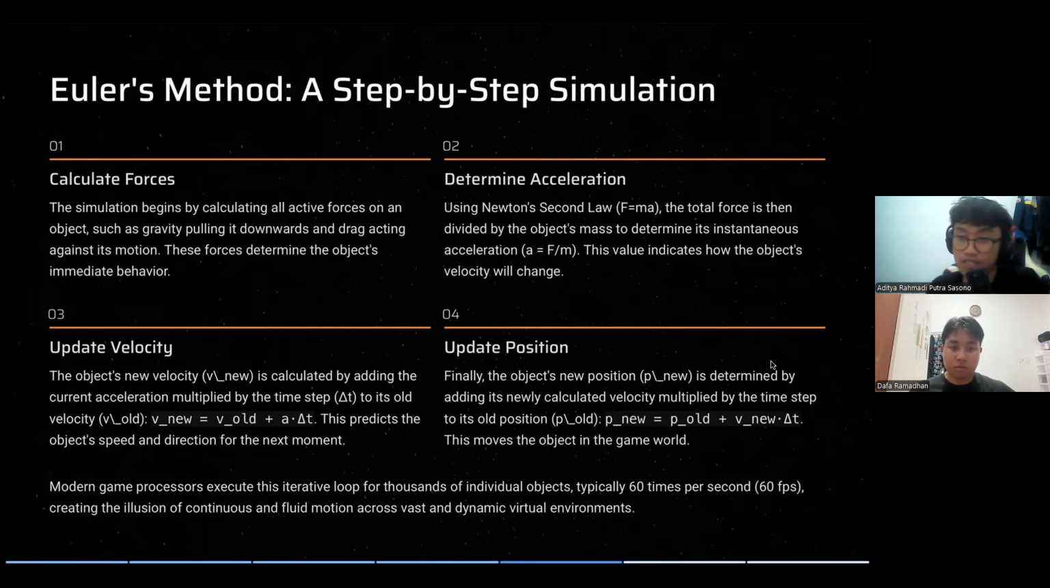The next step is to update the velocity. The object's new velocity, v new, is calculated by adding the current acceleration multiplied by the time step, delta t, to its old velocity. This predicts the object's speed and direction for the next moment. And lastly, you update the position. The object's new position, p new, is determined by adding its newly calculated velocity multiplied by the time step to its old position. This moves the object in the game world.